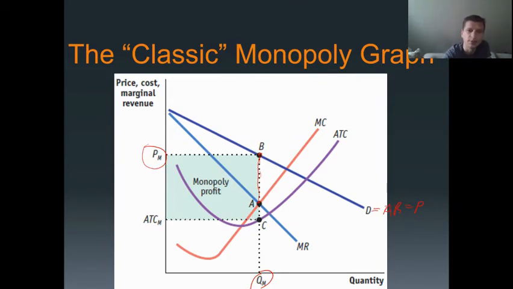And how you find your profit box is the same way you found it in perfect competition. Price to the ATC to the y-axis. The box formed there is your profit. To find your consumer surplus, once again, you find it the same way we found it before. It's the price consumers pay at the quantity, demand curve, y-axis. Consumer surplus. Producer surplus in this case is the profit.